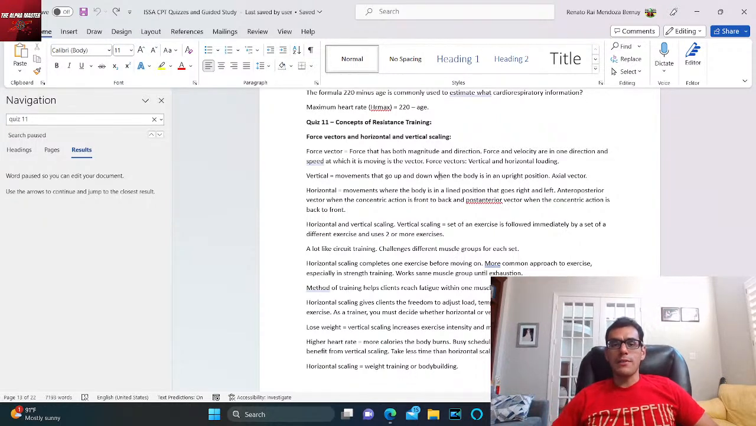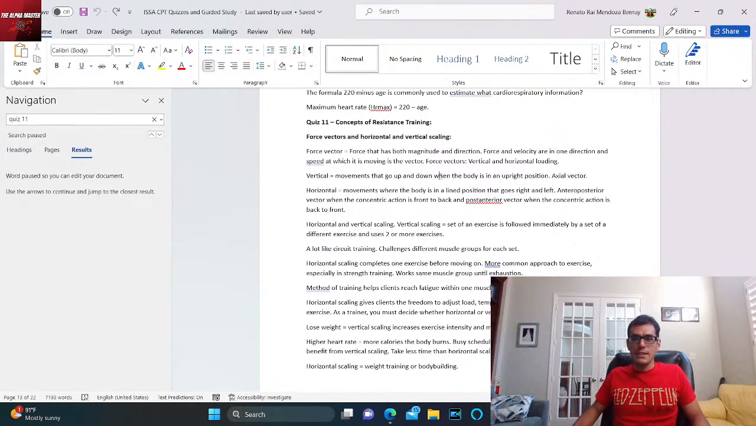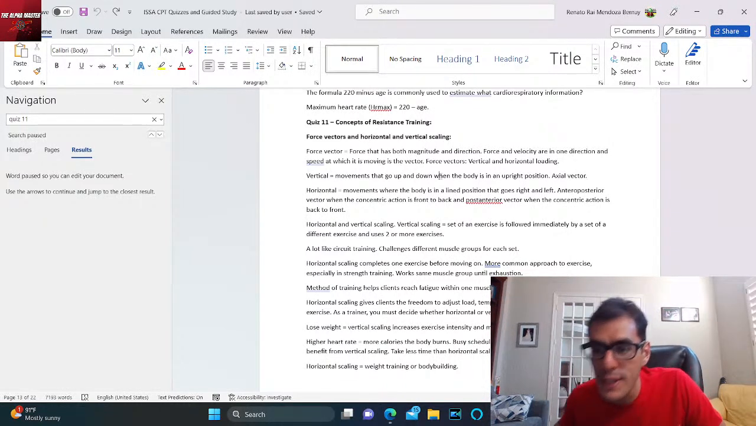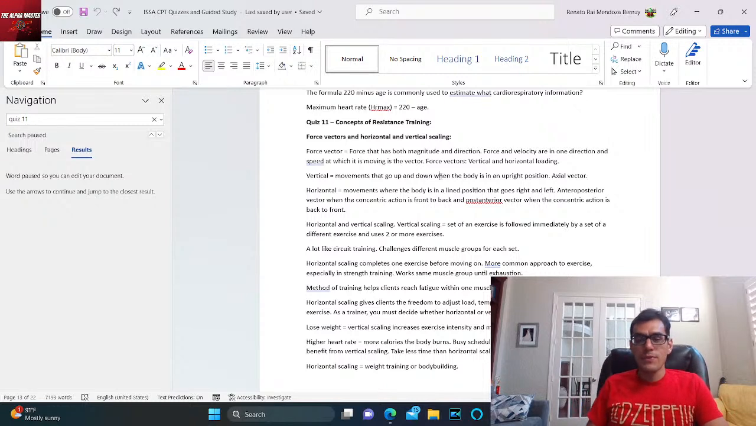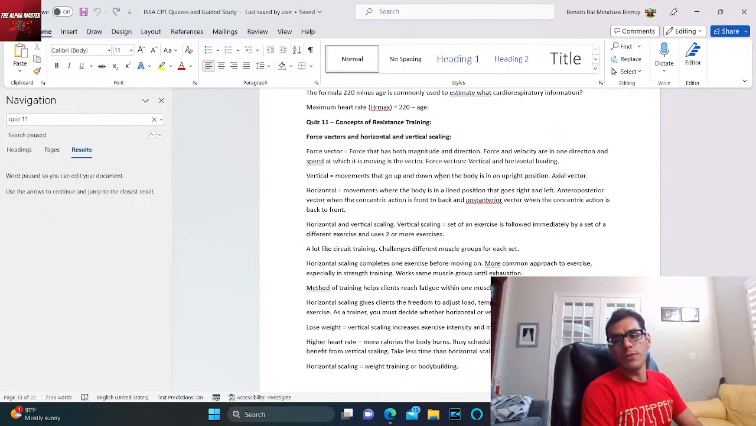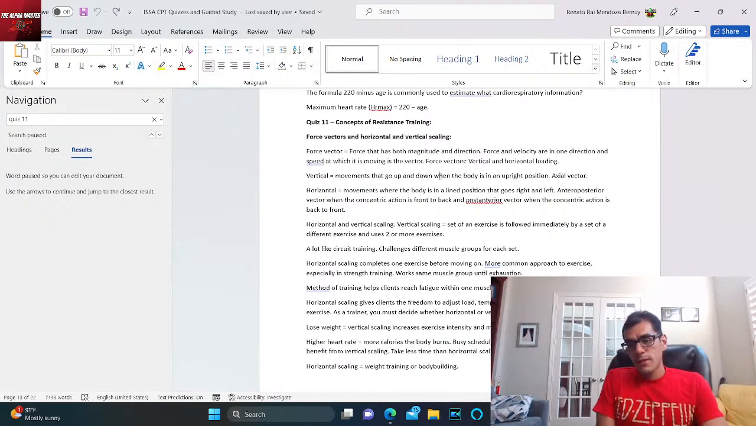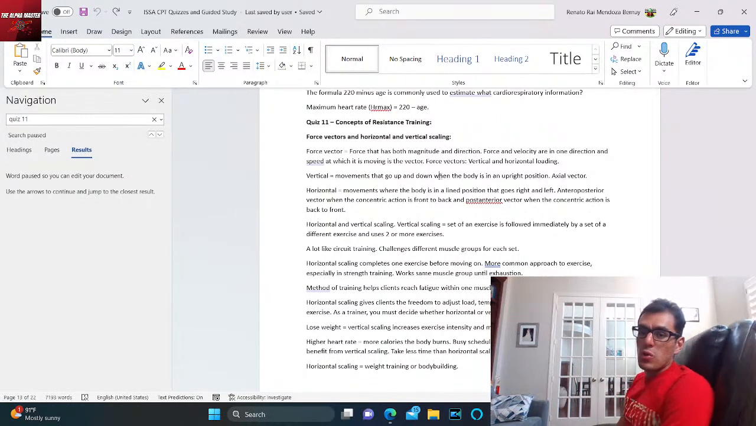Now, horizontal and vertical scaling. Vertical scaling is a set of an exercise that is followed immediately by a set of a different exercise, and uses two or more exercises. It's going to be a lot like circuit training. It challenges different muscle groups for each set.